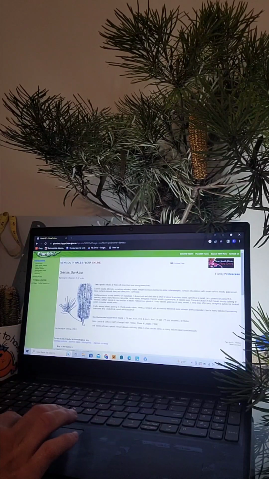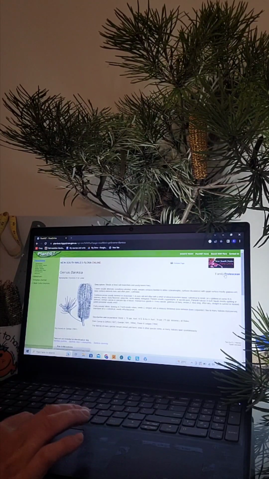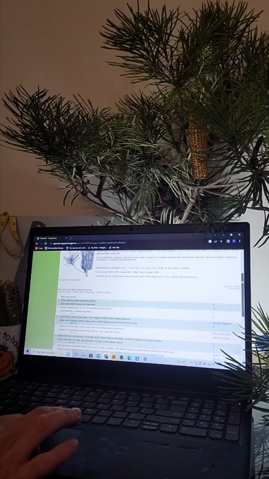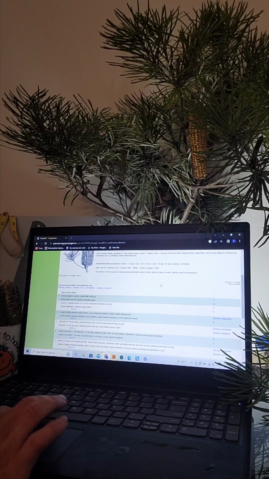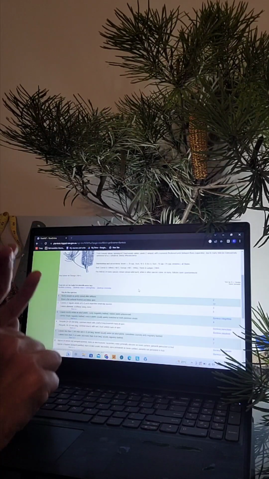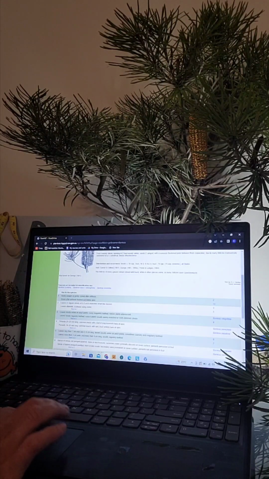So there we go, genus Banksia. Here we go, look at that. All right, so I'm on the right path. Okay, so here we go to number 1. So with this keying system, there is family keys, genus keys, and then there is species keys. So now we are almost at the end.